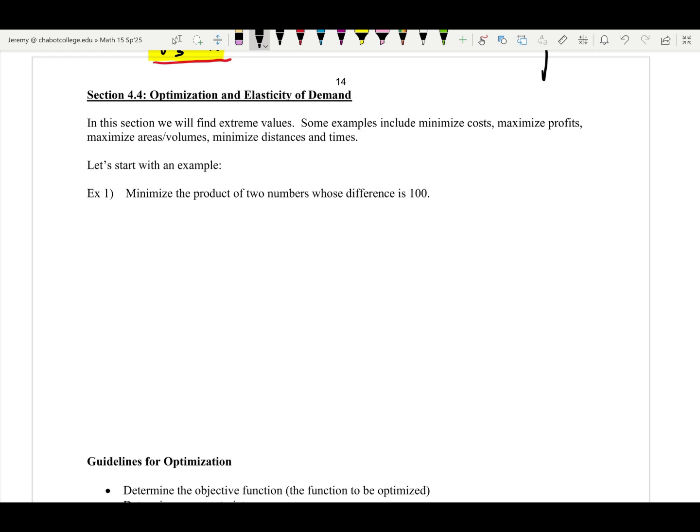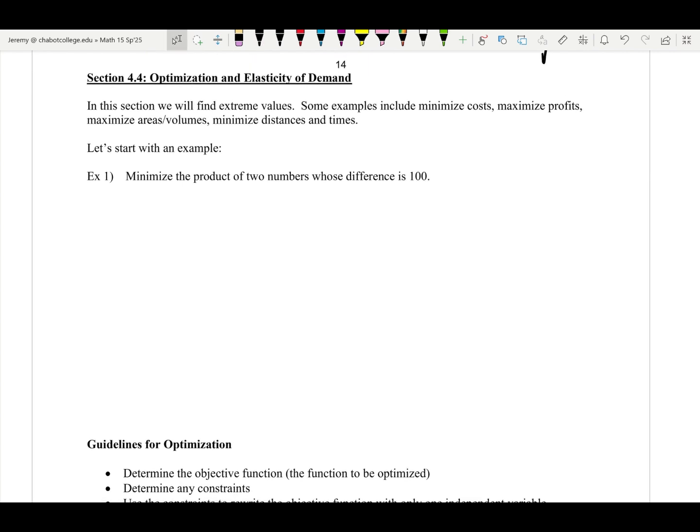Section 4.4, Optimization and Elasticity of Demand. In the previous section, in 3.3, we learned about how the first and second derivative can be really useful and really effective at finding local maxima and minima of functions. So it turns out that this is a really helpful tool, and we can apply it to a lot of real-world situations. And this process we call optimization.